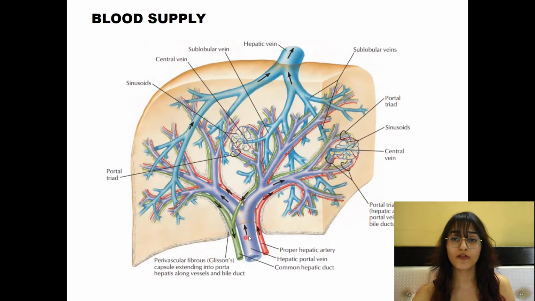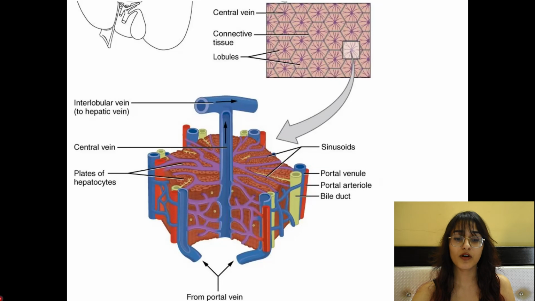The arrows define the flow of the contents inside these vessels. The blood is obviously coming towards the liver. The bile, which is formed, goes away from the liver, and obviously the deoxygenated blood goes away from the liver into the hepatic vein. So that was about the gross anatomy.